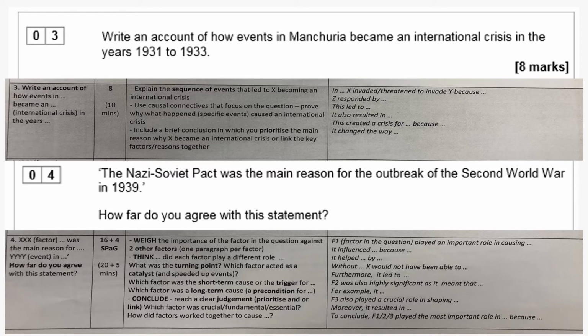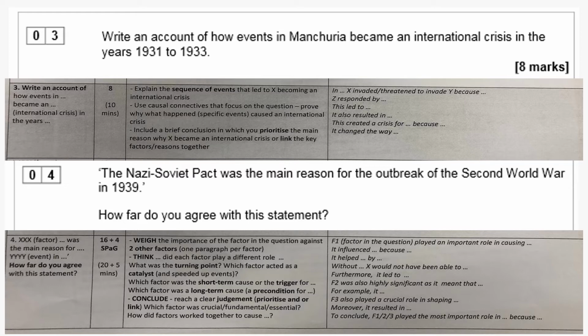And finally, question 4. The Nazi-Soviet Pact was the main reason for the outbreak of the Second World War in 1939. Unfortunately, this question is worth the most marks here. It's worth 16 marks, and then an additional 4 for your spelling, punctuation, and grammar. As you can see, you've been given 20 minutes to do this, plus extra minutes to plan and think. When writing this out, you need to consider a range of factors. So the first factor must be a given factor from the question. So the Nazi-Soviet Pact was the main reason for the outbreak of war.